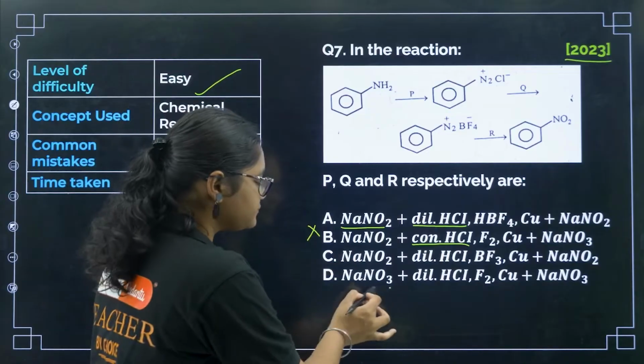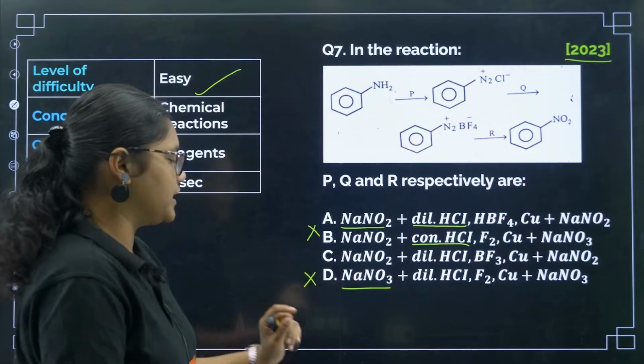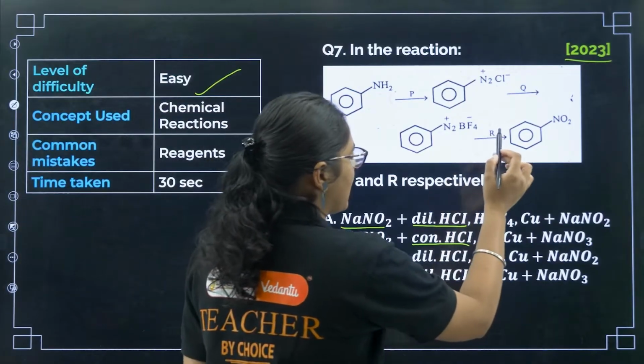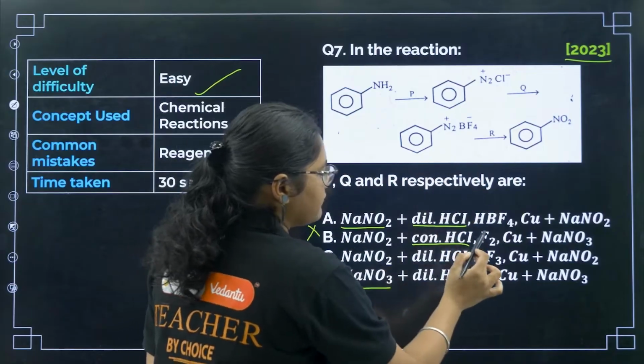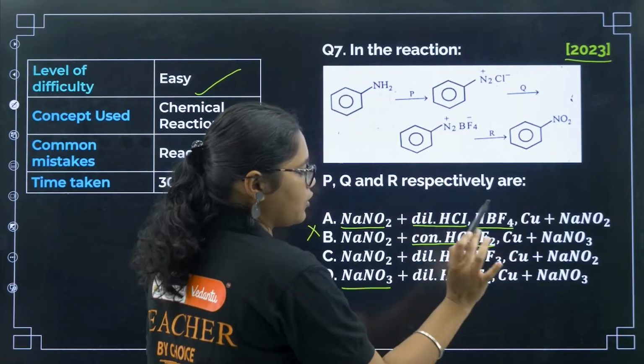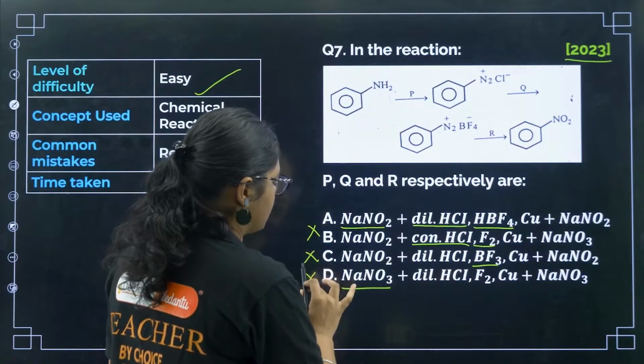NaNO3 is not correct, so we can eliminate this option as well. Next, you need to add what? Next we need to add BF4. So for adding BF4 we need HBF4. F2 will not work, and here also BF3 will not work, so we can eliminate this option.